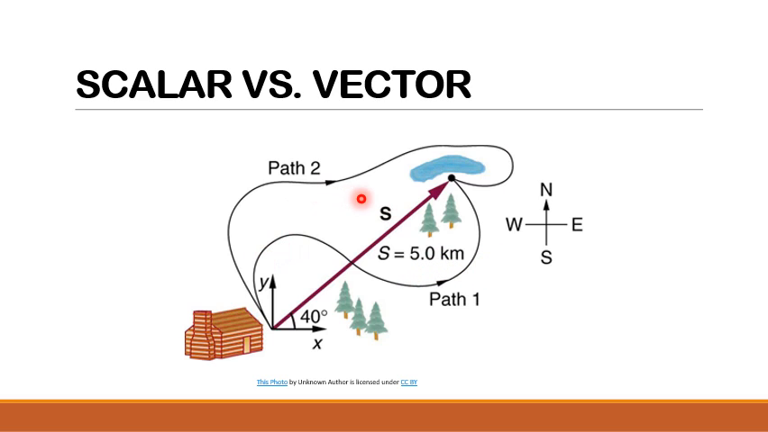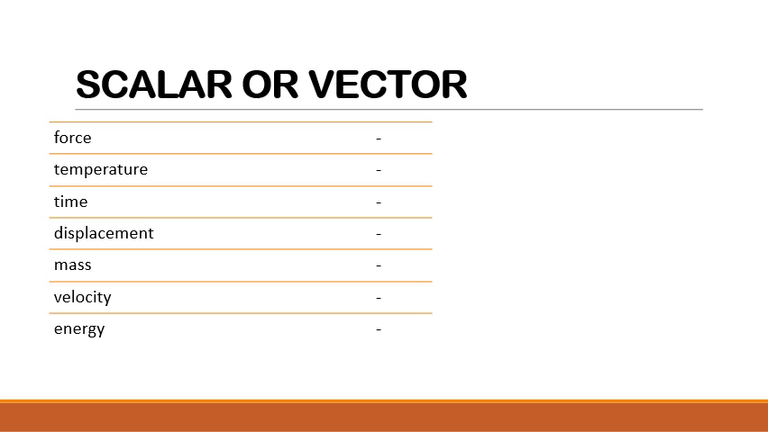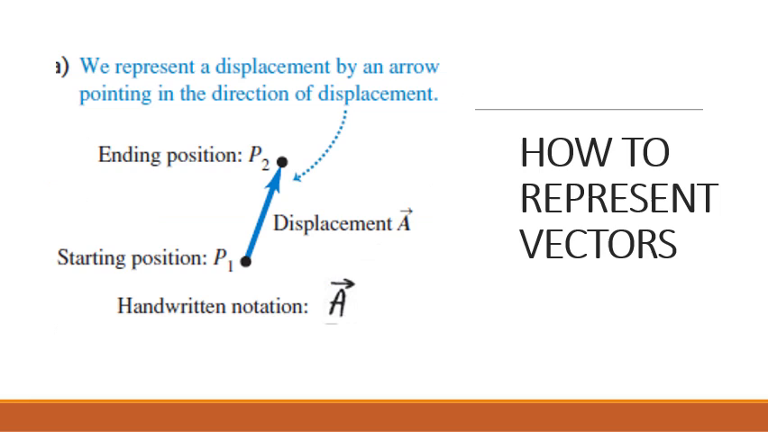If we just calculate the distance going to that direction, irregardless of the direction, then it's an example of a scalar quantity. So let's classify the following into scalar or vector quantities. Force. Okay, is it a scalar or vector quantity? Obviously, it's a vector quantity. Temperature is a scalar quantity. Time is scalar. Displacement is a vector quantity. Mass is scalar. Velocity is vector quantity.